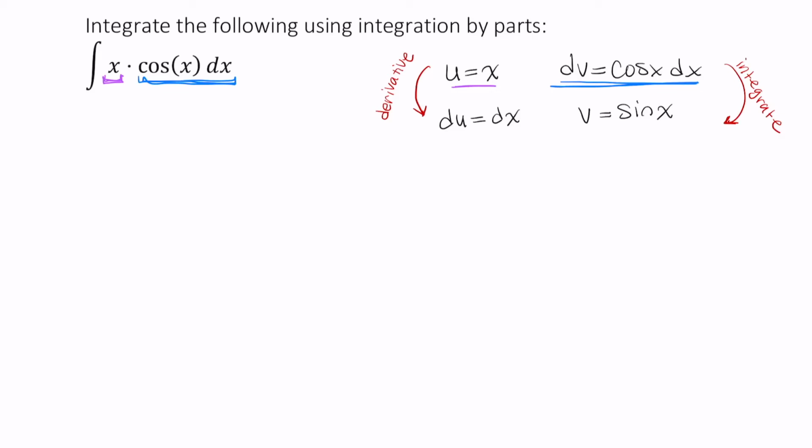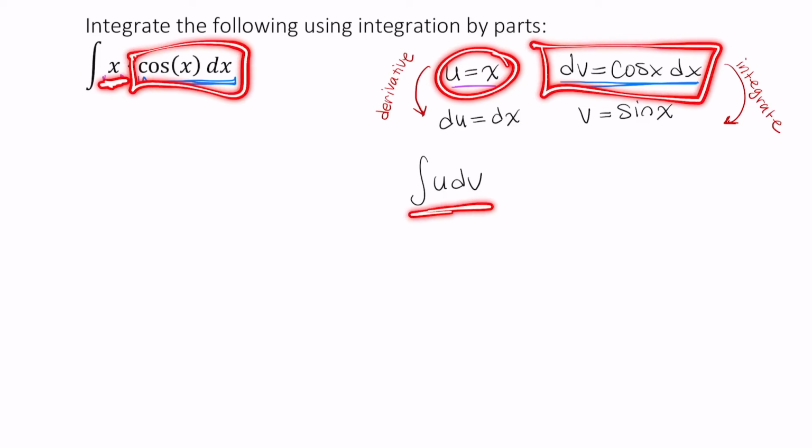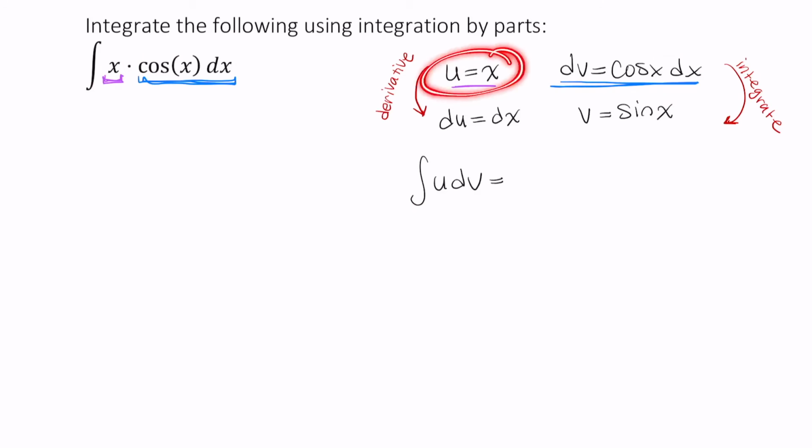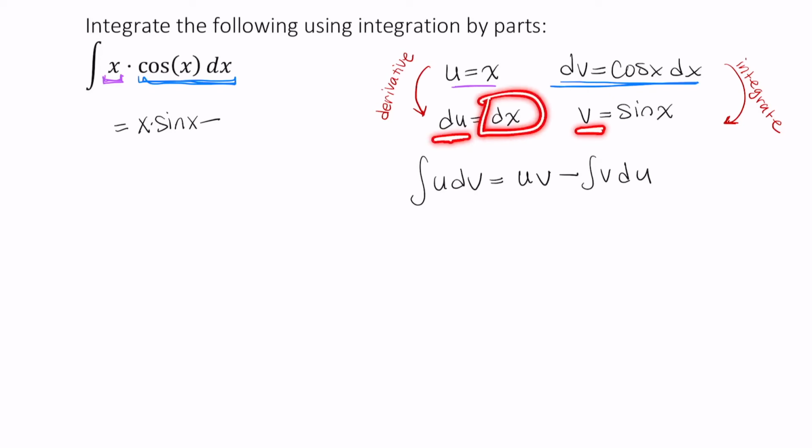So let's recall how we use integration by parts. If we have the integral of u dv, and in this case, this x is u, and this entire quantity here, cosine x dx, is dv, so that's this integral. We can rewrite this as uv minus the integral of v du. Okay, so let's apply that. I have the integral of u dv, so that's the integral of x cosine of x dx. And I'm going to rewrite this by multiplying u and v, so x and sine x, and then subtracting the integral of v du, which is just sine x dx.